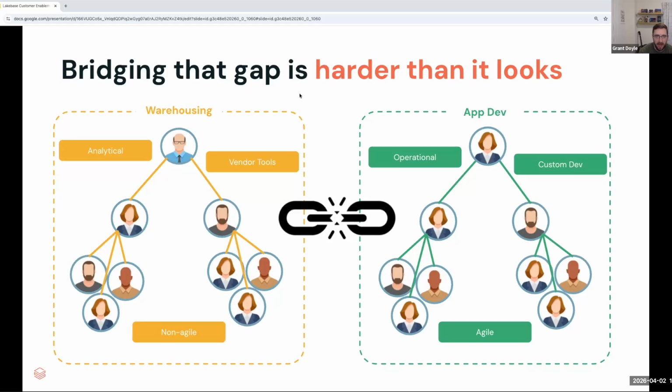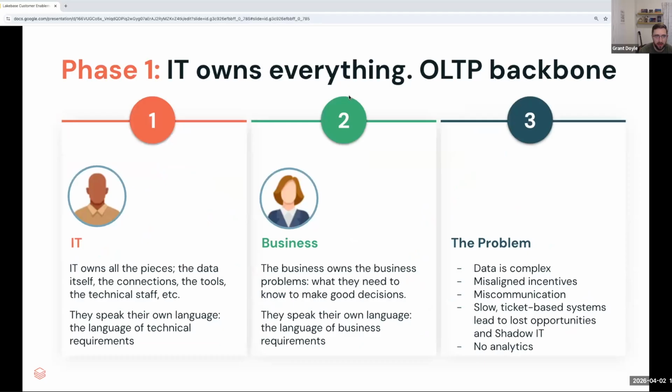So let's take a look back at how these teams have kind of been shaped over the last couple of decades and what problems have arisen throughout the different transformations. So phase one, think back to like the 1980s, maybe the 1990s, during the early days of databases, where IT owns everything. And this is typically just the transactional systems. They're deeply specialized with the database. It's complex, it's expensive, IT owns all of the connections, all of the data, and it's very difficult for the business to get close to the databases and the value that is stored inside of it.